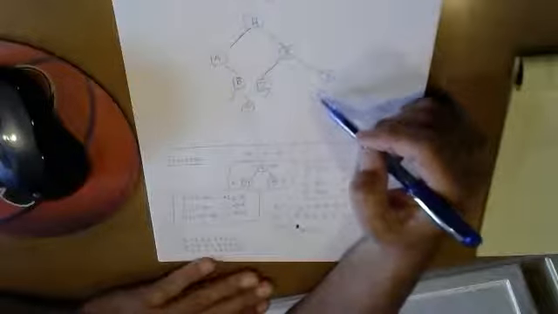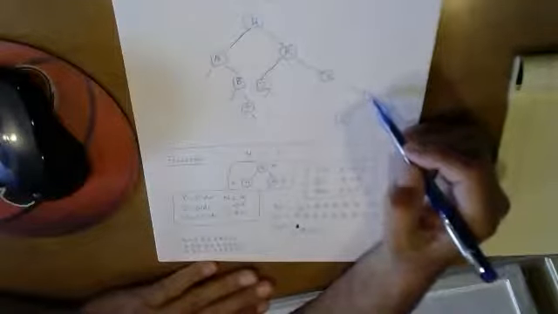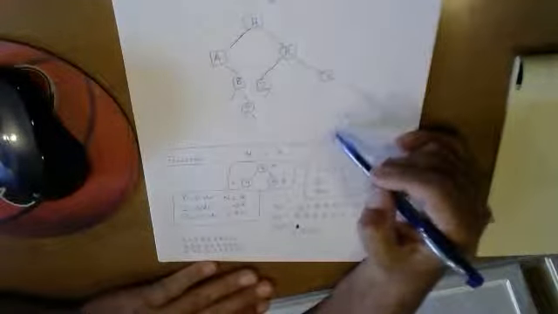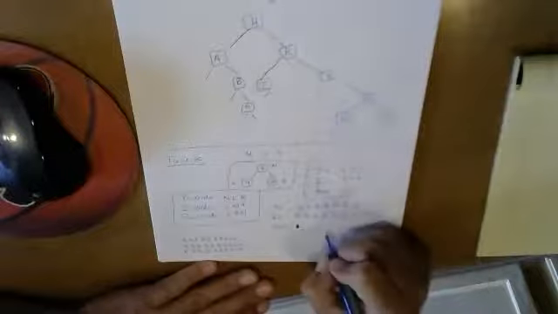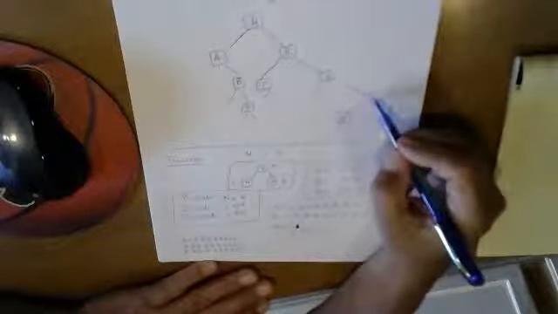I check out its left. There's nothing. I check out its right. I'm at a new node. I check out its left. I check out its right. So it's that R. Come back up here.